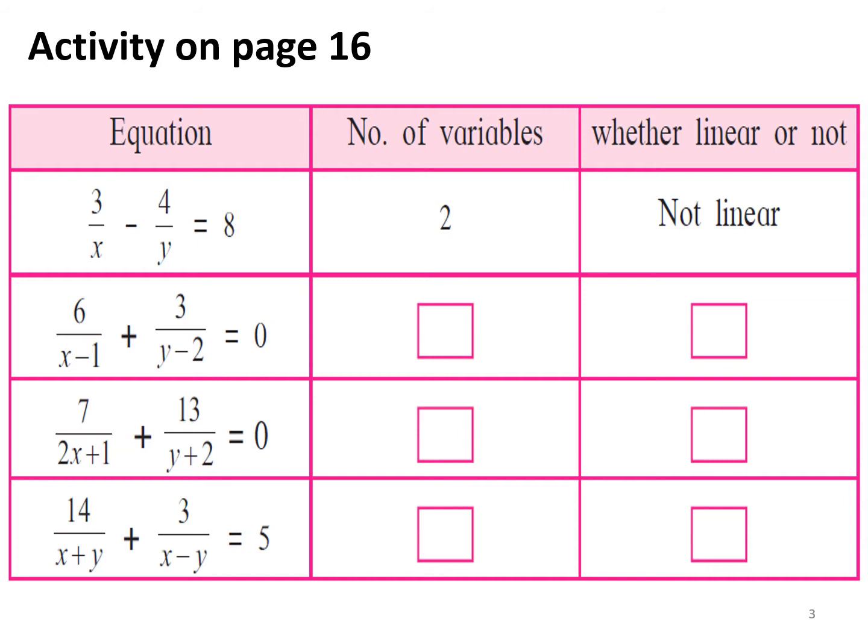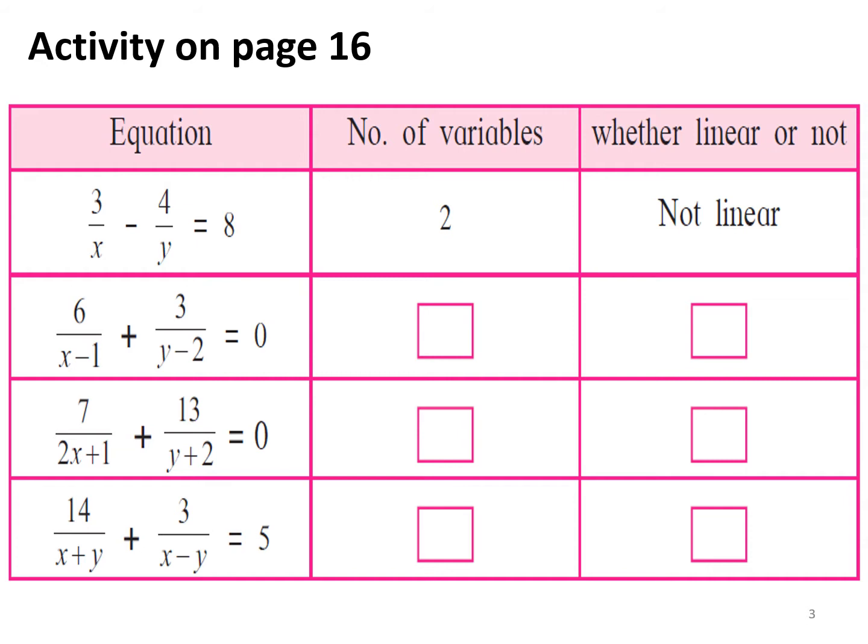The number of variables are 2 because x and y variables are present. So the number of variables is 2. But is it a linear equation or not? It is not a linear equation because when we consider the degree of x and y, it is -1. And for a linear equation, the degree has to be 1. And that is why 3 upon x minus 4 upon y is equal to 8 is not a linear equation.